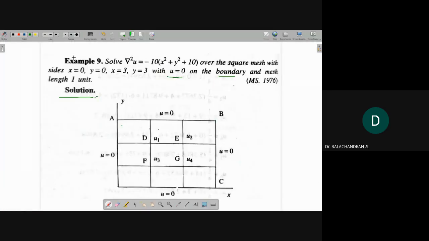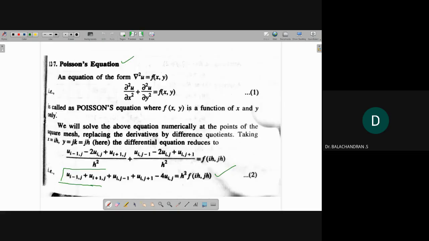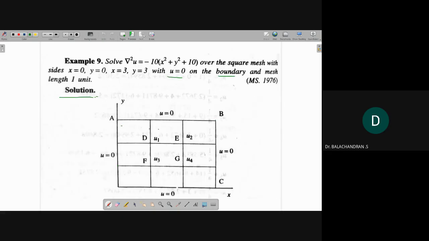I will just give the outline. We will discuss this problem again in the next class. So this is a Poisson equation, and this is the problem we discussed.